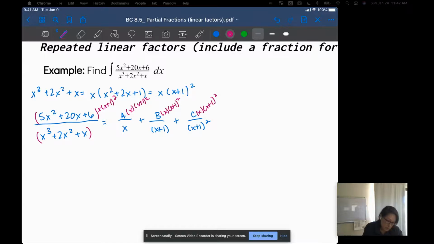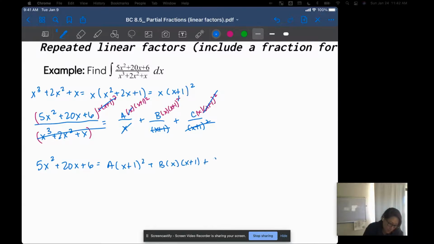Okay, so my denominators cancel. One factor of x plus 1 cancels. Two factors of x plus 1 cancel. And I'm left with 5x squared plus 20x plus 6 is equal to a times (x plus 1) squared plus b times (x plus 1) plus c times x. Okay, and I'm going to let x equal -1 first.